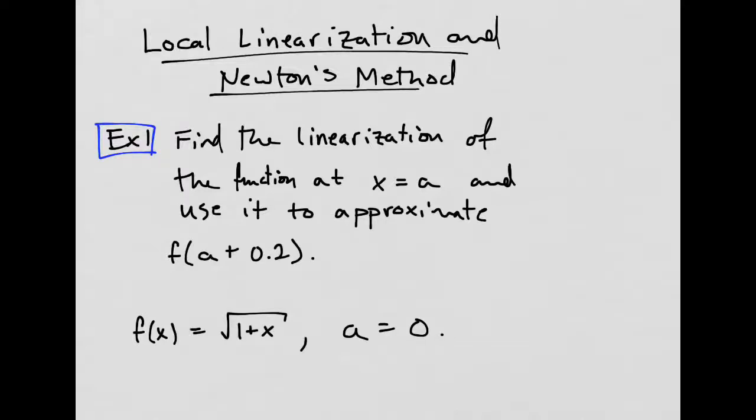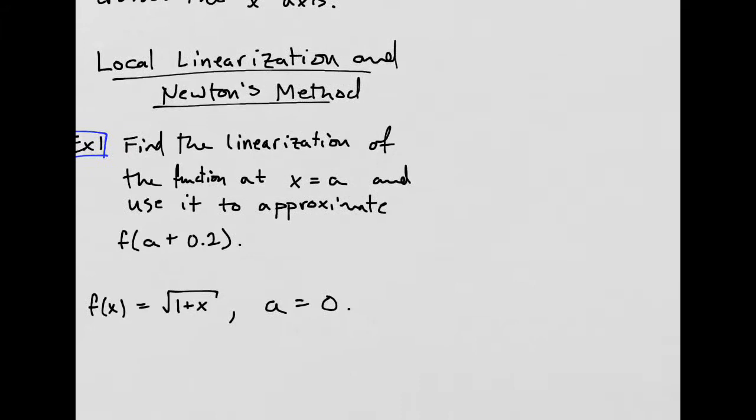So this says to find the linearization of the function at x equals a and use it to approximate f of a plus 0.2. All this means is find the tangent line for x equals a and then use the tangent line to find out f of, or whatever the tangent line is, of a plus 0.2. Does that make sense? The idea is we have some function.